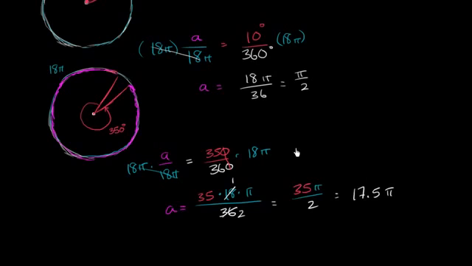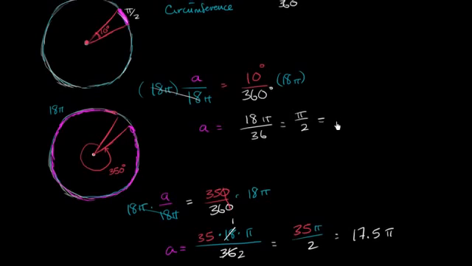Now, does this make sense? This other arc length, when our central angle was 10 degrees, had an arc length of 0.5 pi. So when you add these two together, 0.5 plus 17.5, you get to 18 pi, which was the circumference. That makes complete sense because if you add these angles, 10 degrees and 350 degrees, you get 360 degrees in a circle.